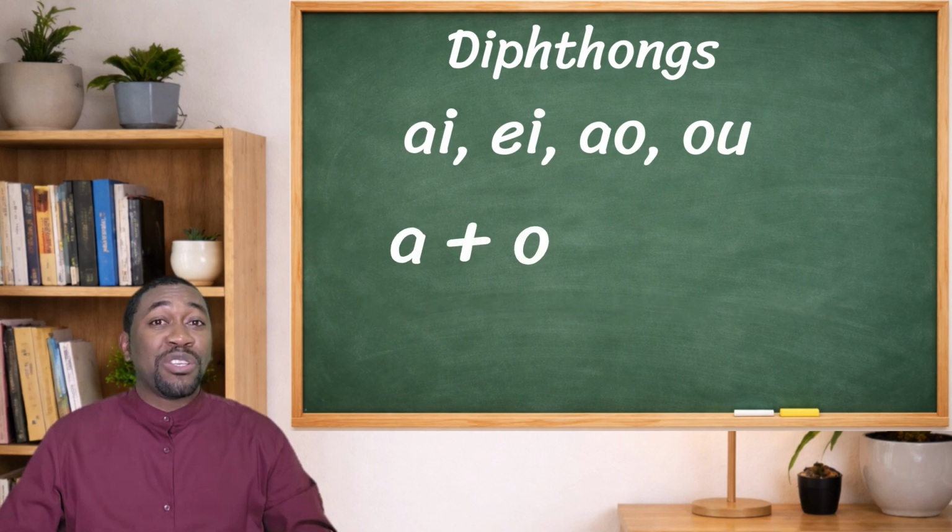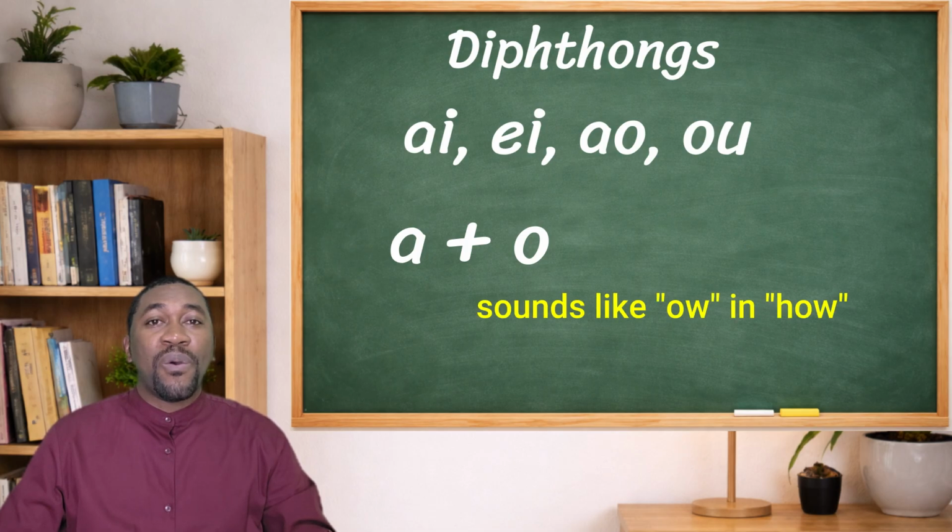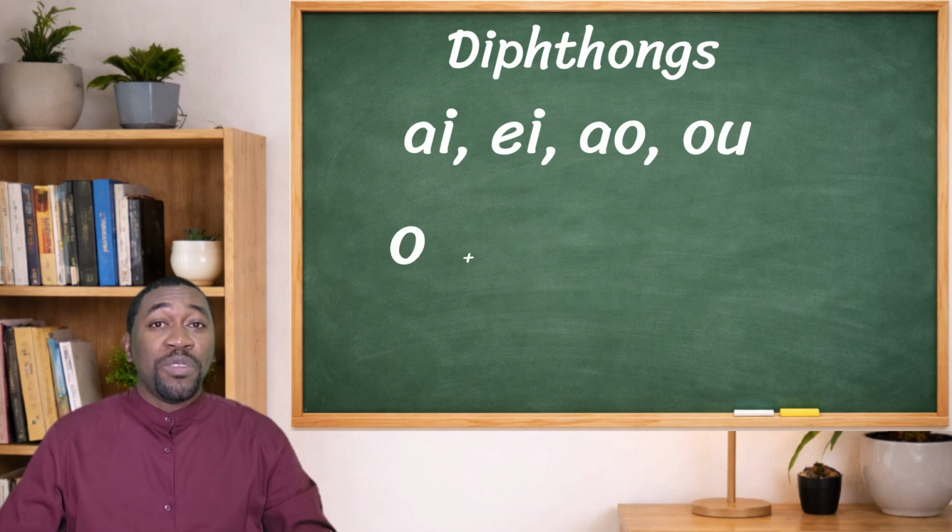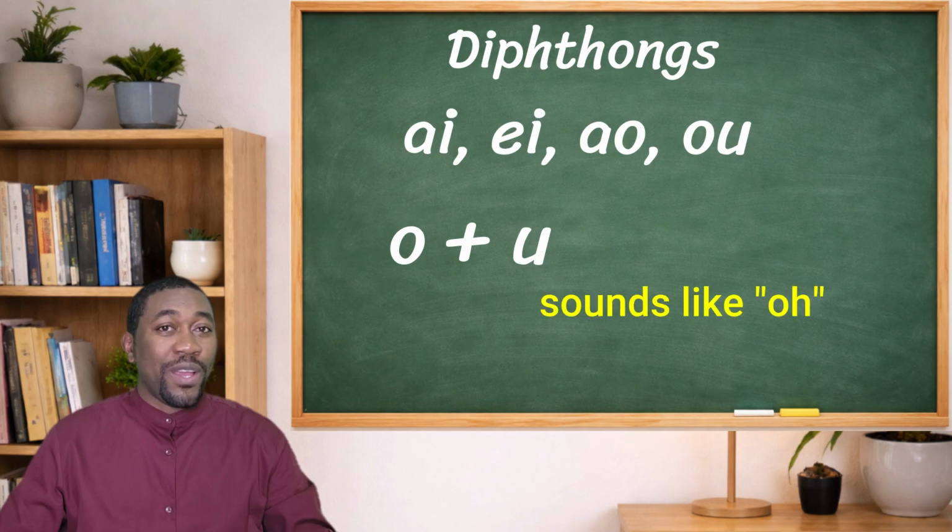Next we have A plus O. A, O, ow. Make the sound ow, like OW in how. Ow. And the last one, O plus U. O, oo, O, like you're saying O in English, OH. O. So there's not much emphasis, especially on the second letter.